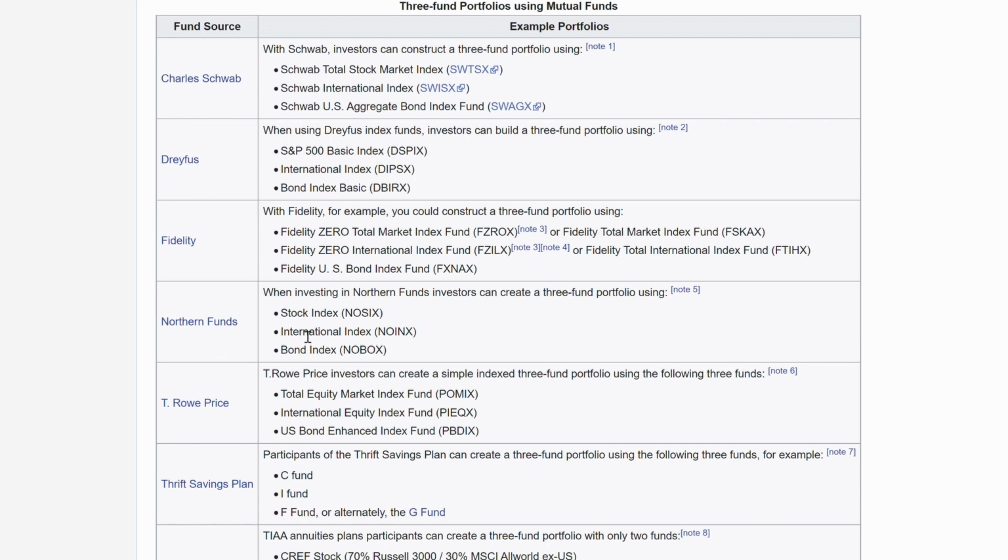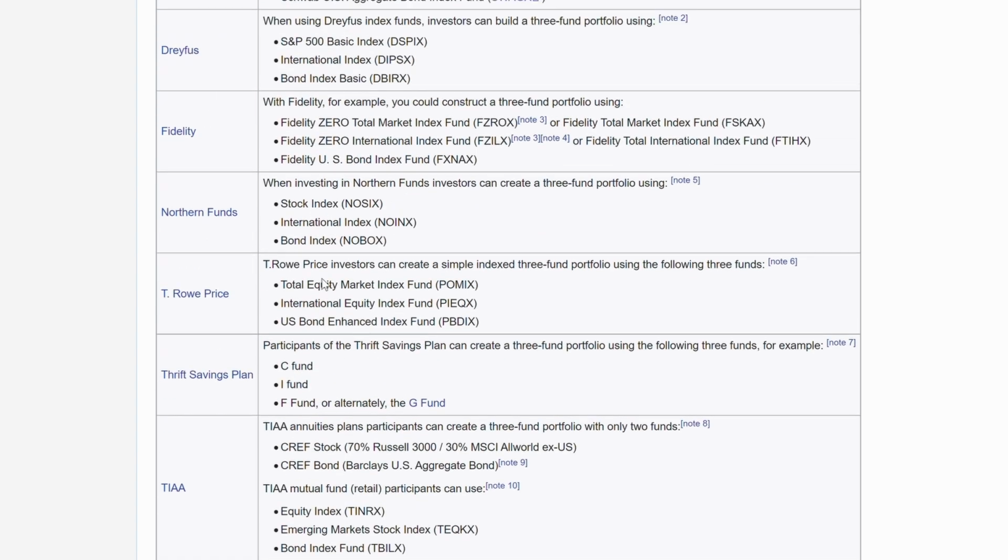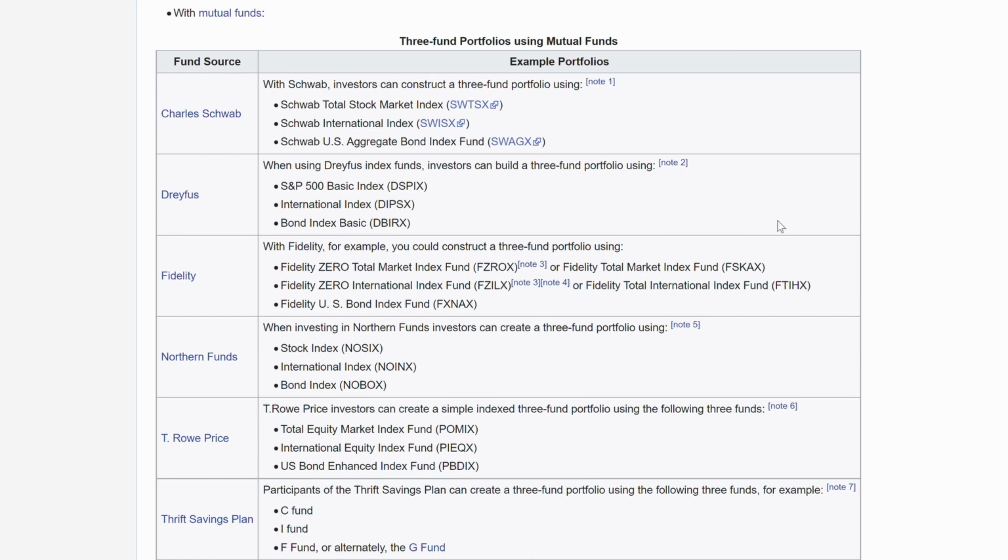No, I'm just kidding. All right, and then next you have Fidelity, Northern Funds, and you can see it goes on and on and on. And that is all with mutual funds. So you can see right here, mutual funds.